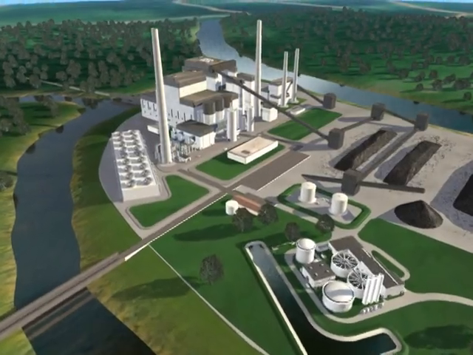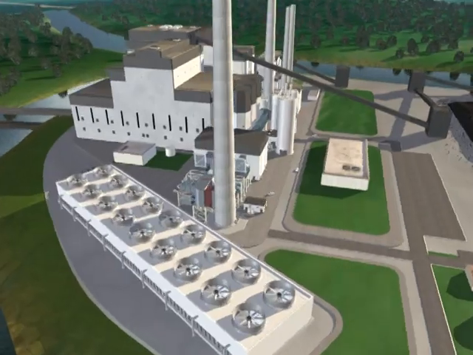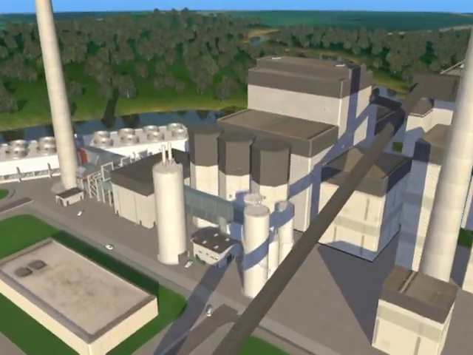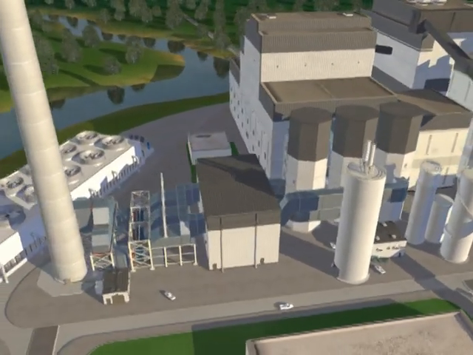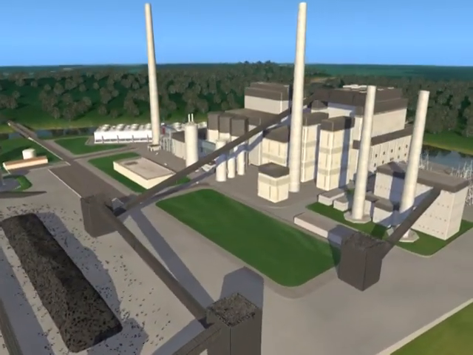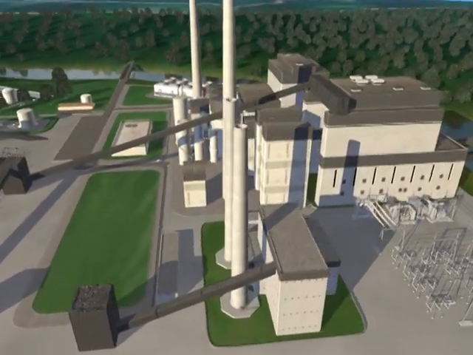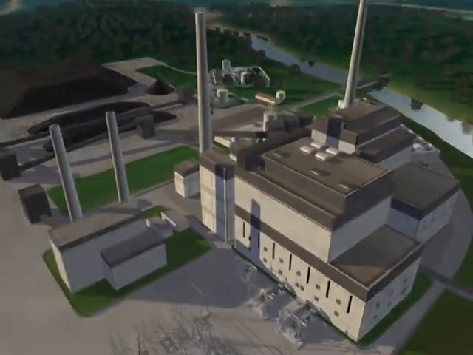Welcome to a MidAmerican Energy coal-fueled power plant. This plant converts the energy within coal into electricity. The plant's supercritical technology allows boiler and turbine equipment to operate at extremely high temperatures and pressures, requiring less coal and resulting in fewer emissions for the same electrical output.